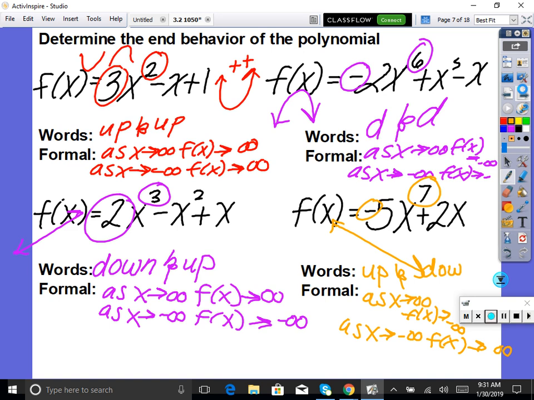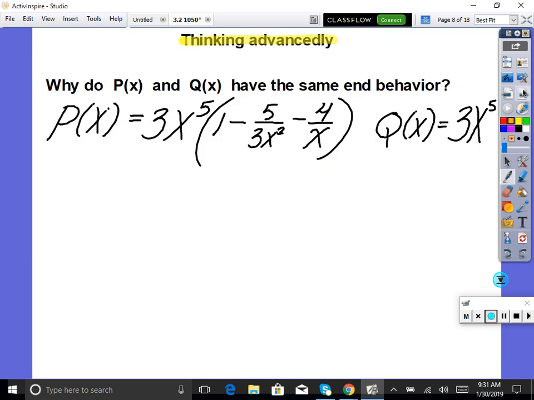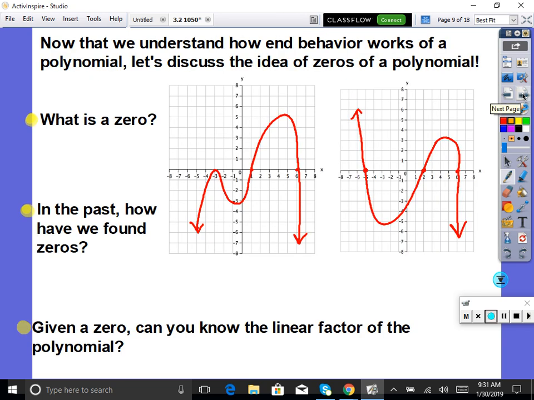All right, now let's look at the middle. Oh wait, we're gonna come back to this in just a second. Okay, now we're gonna look at the middle of the graph. Now we know how to do end behavior. Let's focus in on the middle. So let's focus in on the idea of zeros of a polynomial. Can anyone tell me what a zero of a polynomial is?